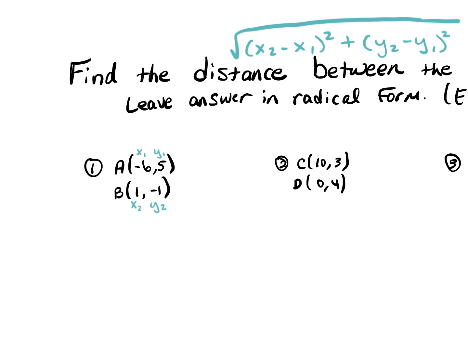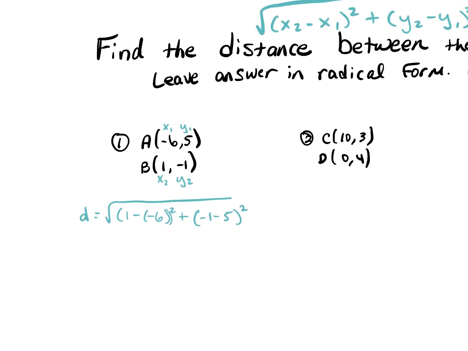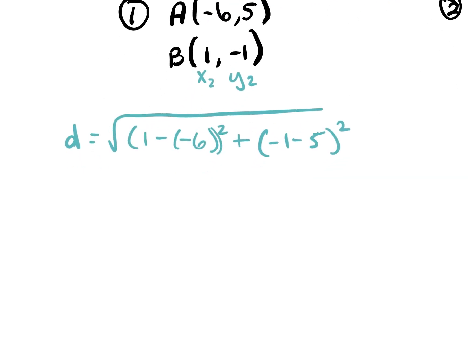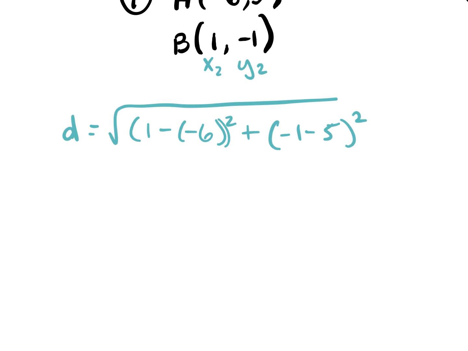Then from here, we can just plug it into our formula. So we have the square root of x2, which we said is 1, minus x1, which is negative 6 squared, plus y2, which is negative 1, minus y1, which is 5 squared. So we just plug it into the formula. From here, we just have to do the math. So make sure you follow your order of operations. You want to do what's inside of the parentheses first.